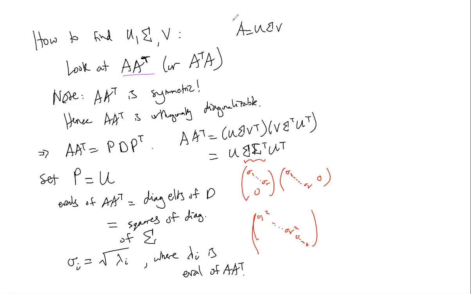Then you're just going to basically solve for V by solving this equation, A v_i equals sigma_i u_i, and so you can solve for this equation.